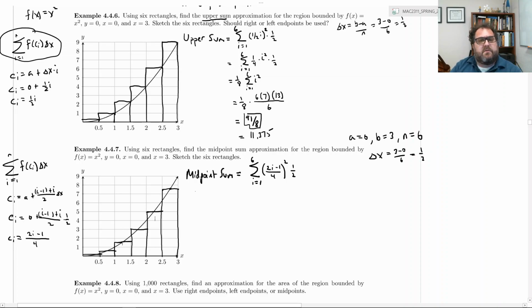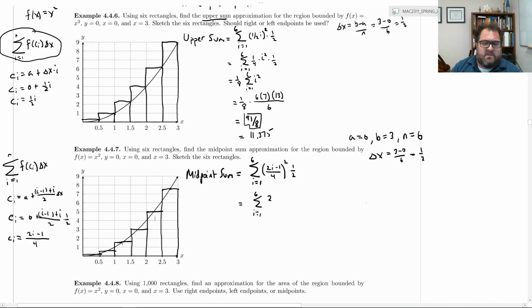I'm going to do a similar thing as the upper sum above. I'm going to do a little arithmetic before I factor out a constant. So I'm going to have the sum from i equals 1 to 6. If you square a quotient, we can square the numerator and square the denominator individually. So this is going to be 2i minus 1.